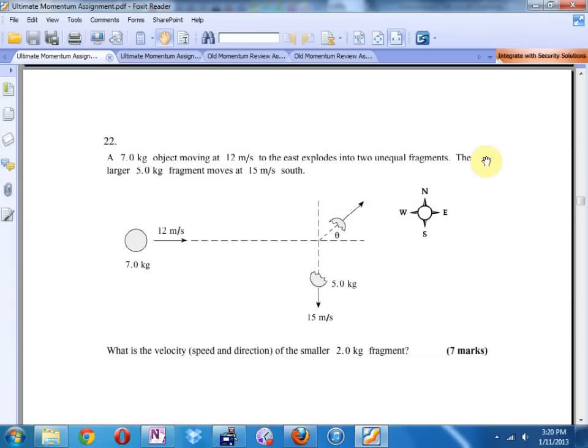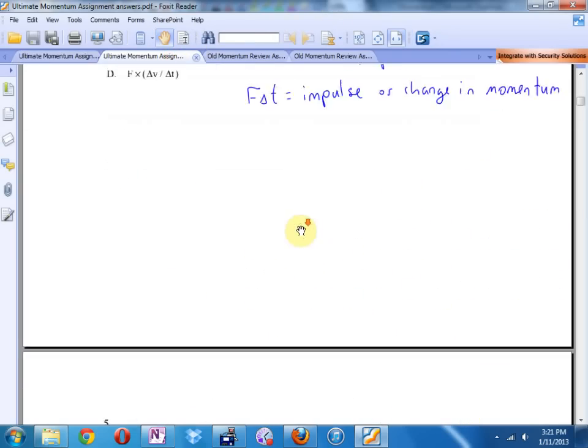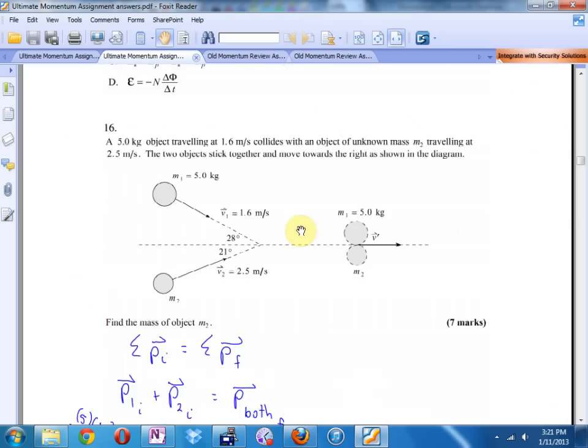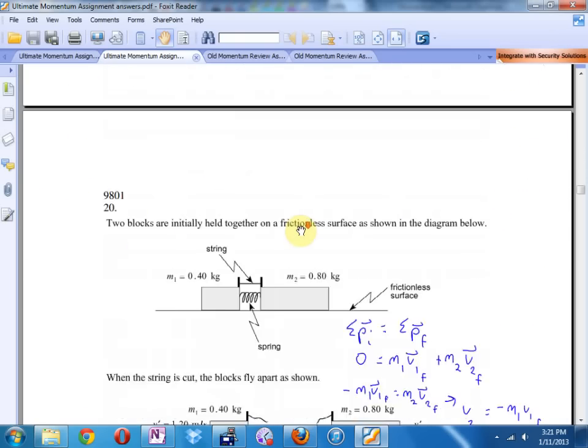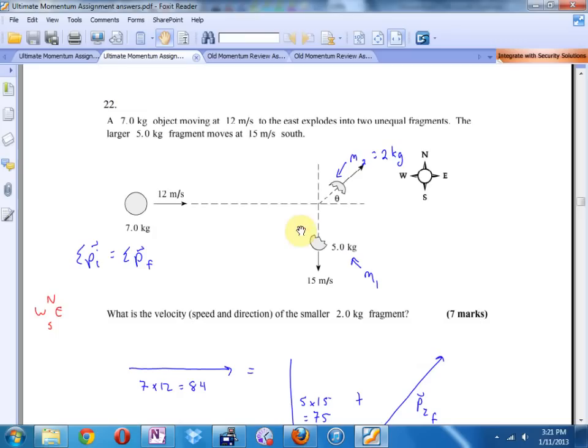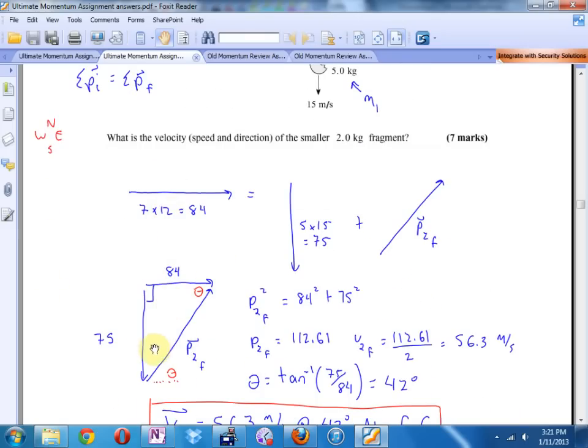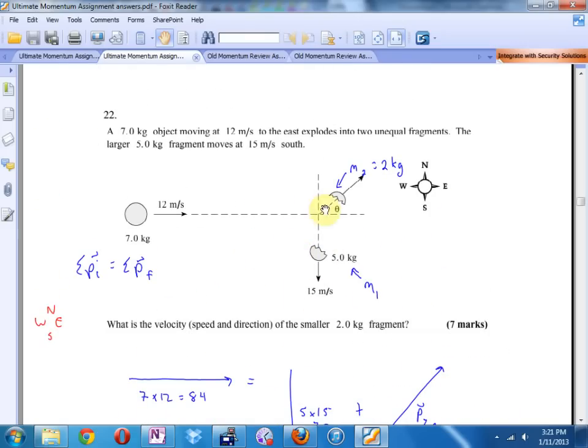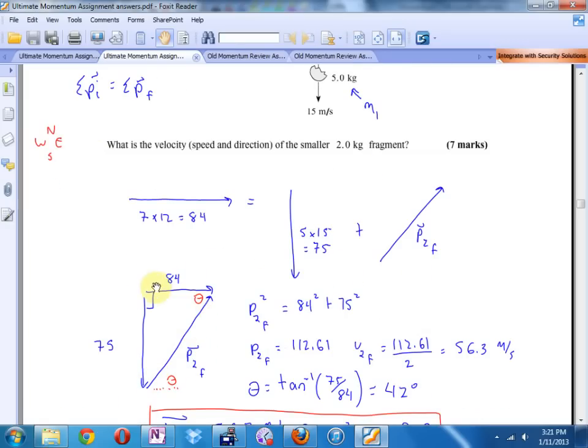22, this is sort of an explosion, except here your initial momentum isn't zero, but this is only exploding into two pieces. So this plus this has to equal that. For 22, this momentum plus this momentum has to equal that momentum. It doesn't equal zero, however. Downwards plus up diagonally has to equal that 84.